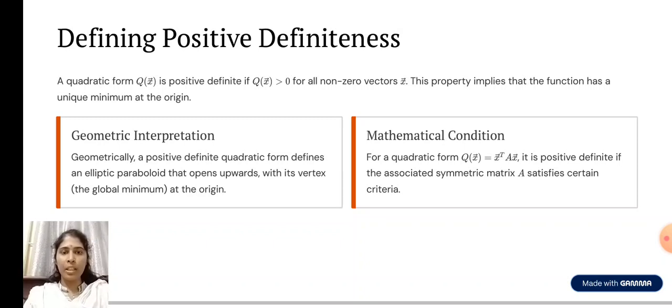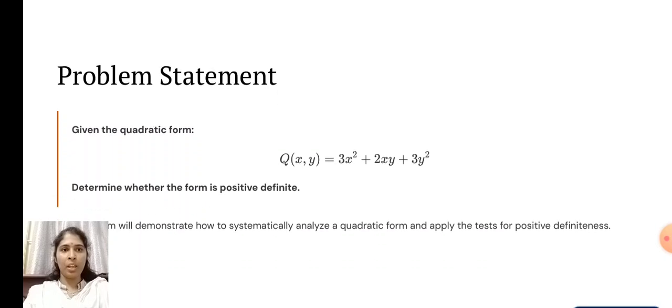Here, first let us see the geometric interpretation. Geometrically, a positive definite quadratic form defines an elliptic paraboloid that opens upward with its vertex at the origin. When we take an upward paraboloid, we have the first quadrant, in which both x and y are positive. The mathematical condition for this will be, for a quadratic form q of x equal to x transpose Ax, it is positive definite if its associated symmetric matrix A satisfies a certain criteria.